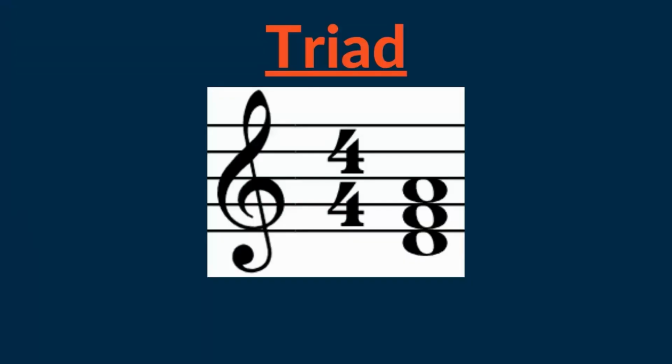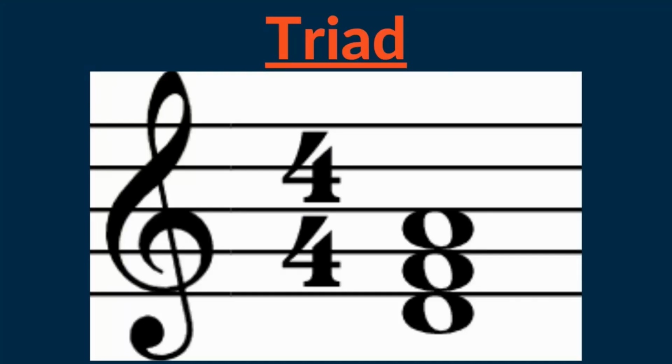The second term we need to define is a triad. A triad is basically a series of 3 notes stacked in thirds. So a first, a third, a fifth. Because we're going up a third each time, going up a third goes from 1 to 3, and then 3 skipping over 4 to 5.